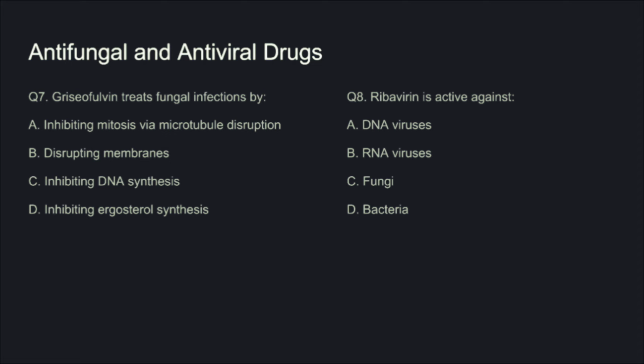Griseofulvin treats fungal infection by: A. Inhibiting mitosis via microtubule disruption, B. Disrupting membranes, C. Inhibiting DNA synthesis, D. Inhibiting ergosterol synthesis. So the correct answer is option A. Griseofulvin binds with tubulin, which inhibits fungal mitosis. Now question number 8. Ribavirin is active against: A. DNA virus, B. RNA virus, C. Fungi, D. Bacteria. So the correct answer is option B, RNA virus.